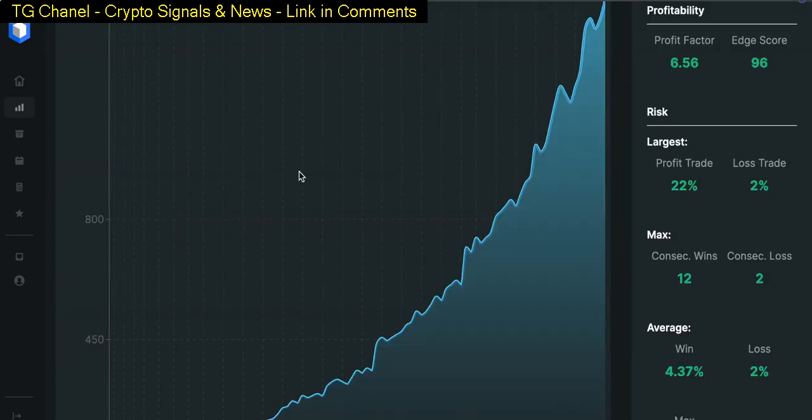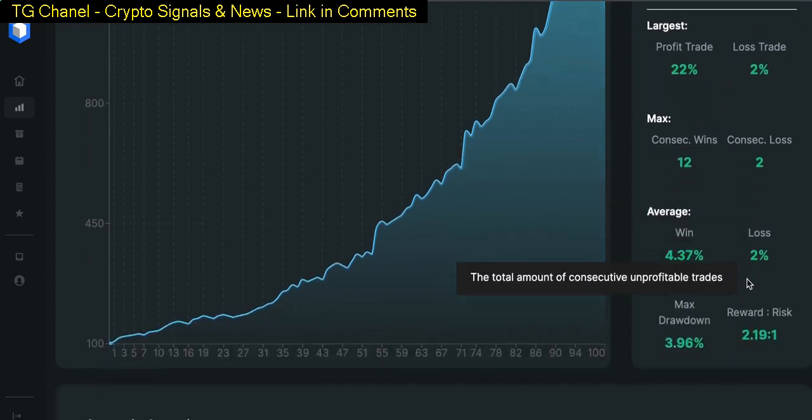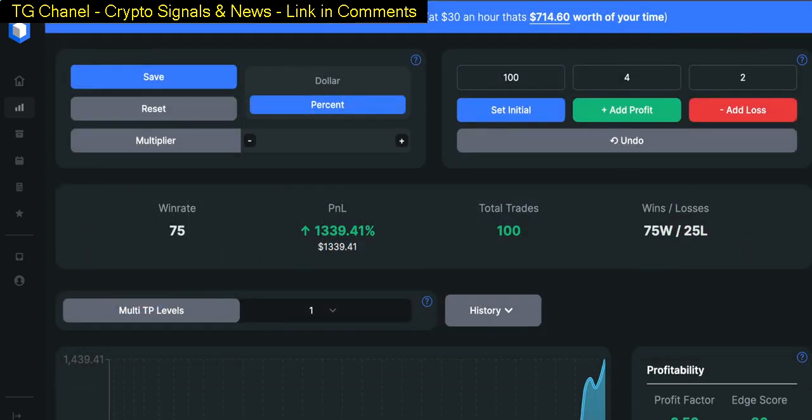The largest profit trade we took increased the account size by 22%. We also had 12 consecutive wins against 2 consecutive losses. And the maximal drawdown is 3.96%. Keep in mind that this is only the backtesting. These results will be much different when trading live because of spreads and fees.